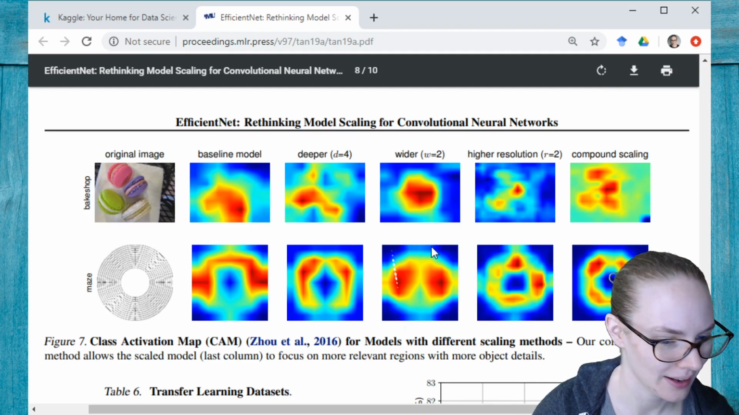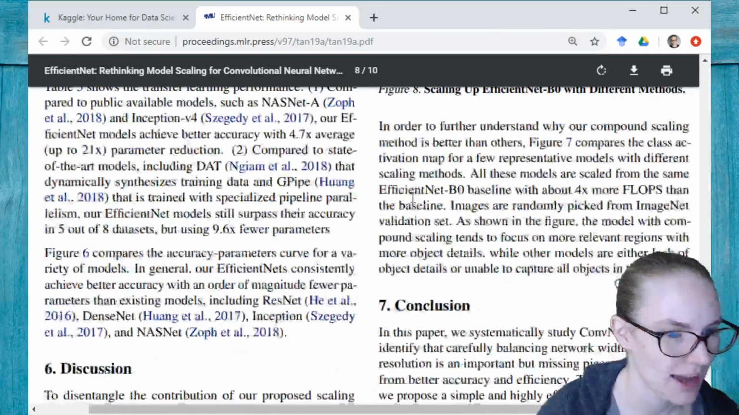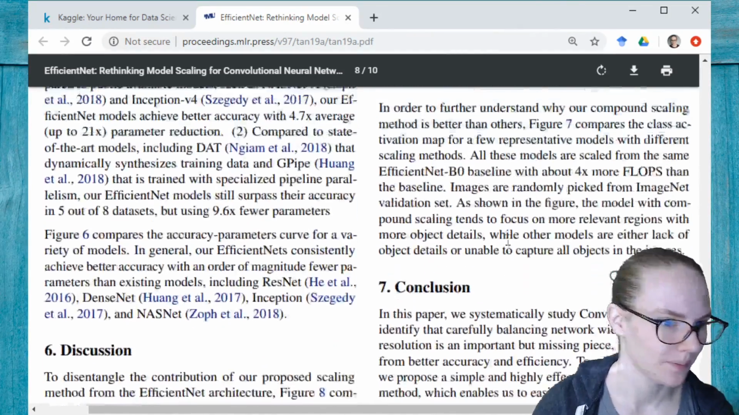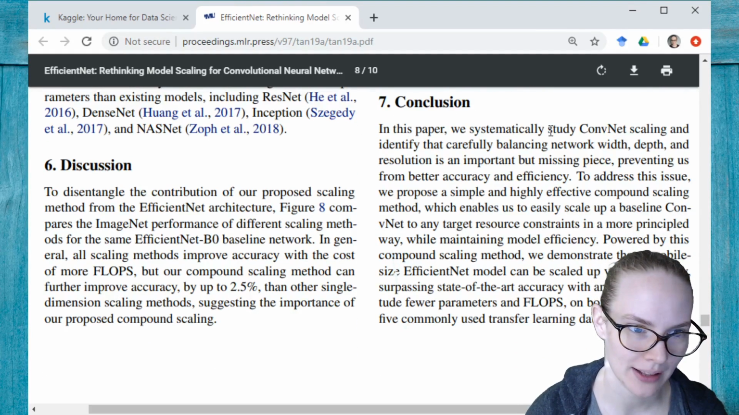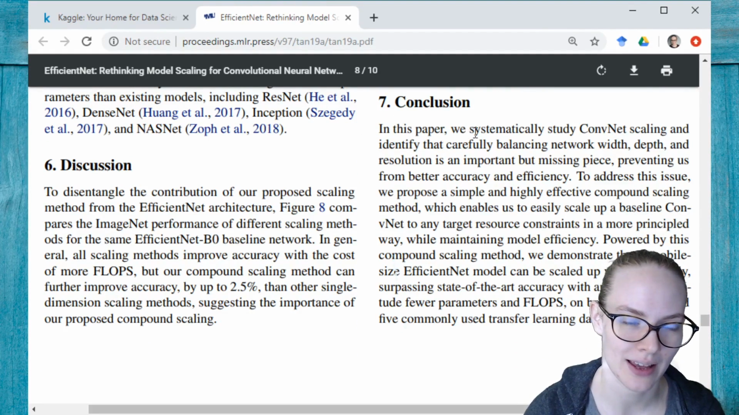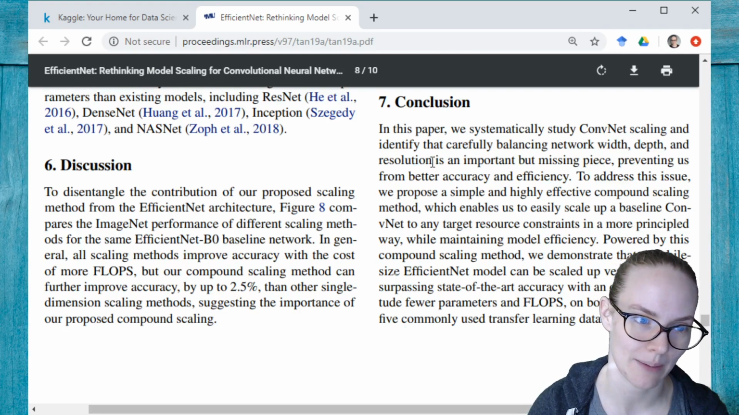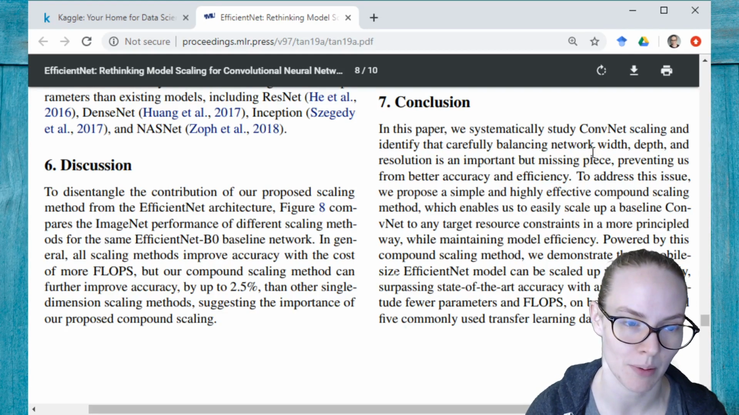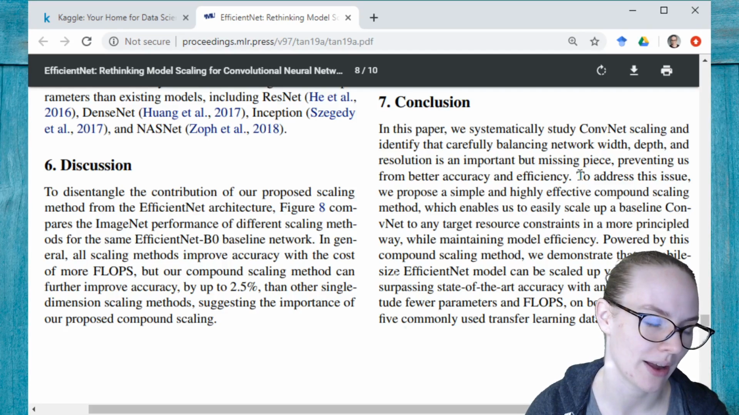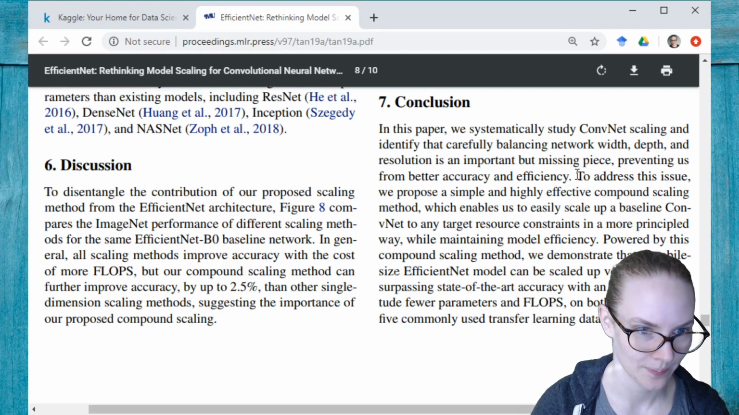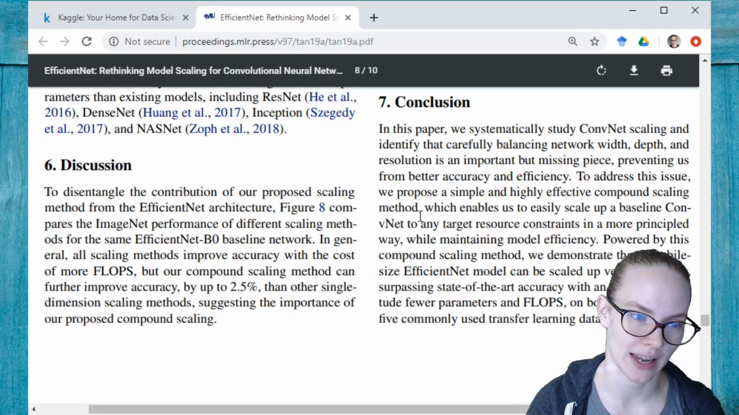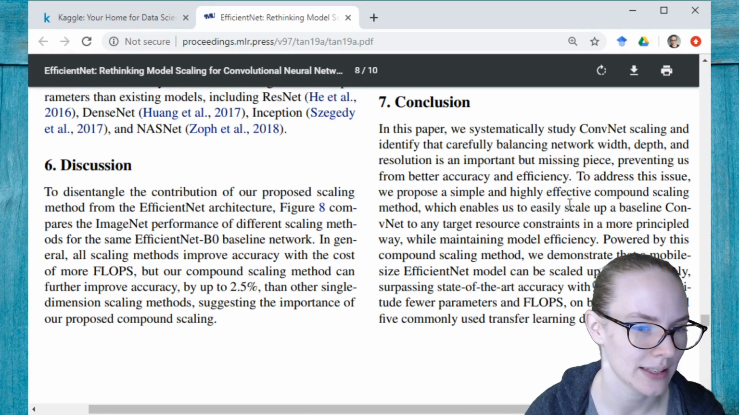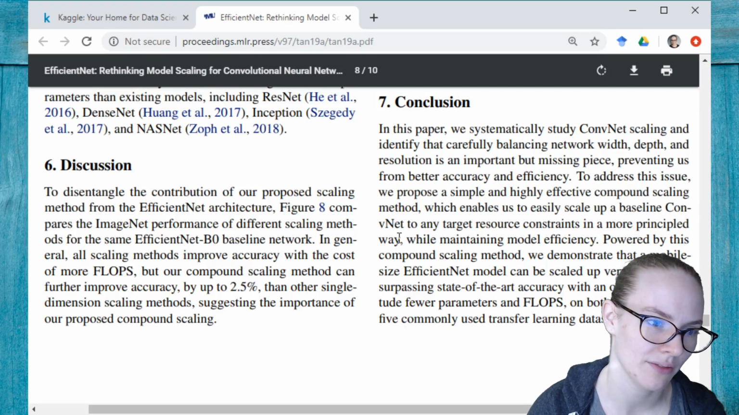with compound scaling. Conclusion. Oh, is that it? Oh, we're to the conclusion now. In this paper, we systematically show ConvNet scaling and identify that carefully balancing network width, depth, and resolution is an important but missing piece, preventing us from better accuracy and efficiency. To address this issue, we propose a simple and highly effective compound scaling method, which enables us to easily scale up a baseline ConvNet to any target resource constraints.